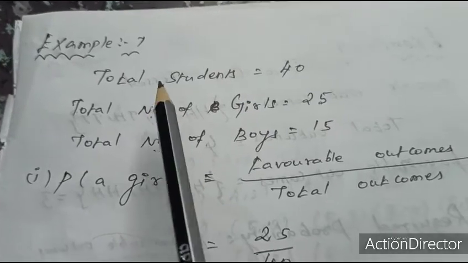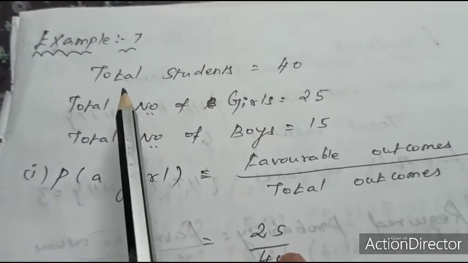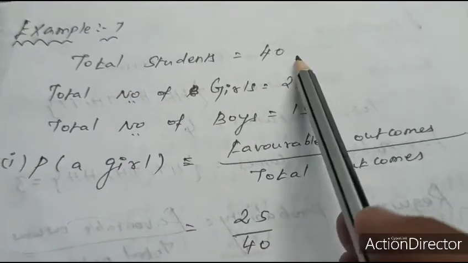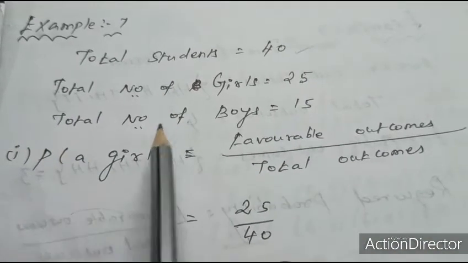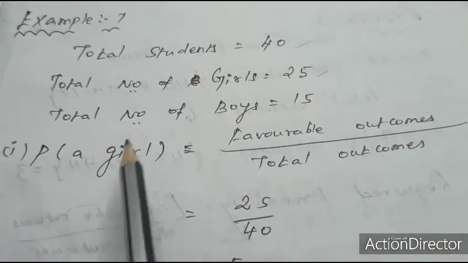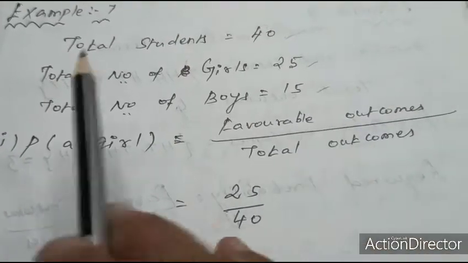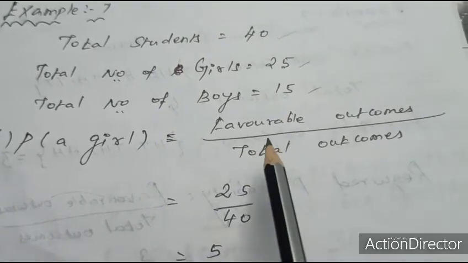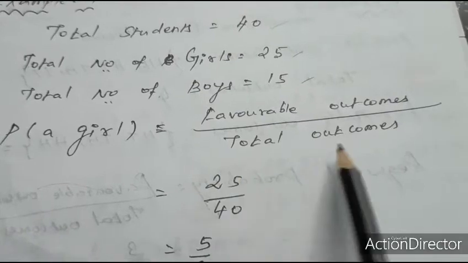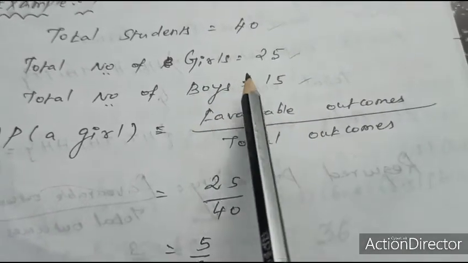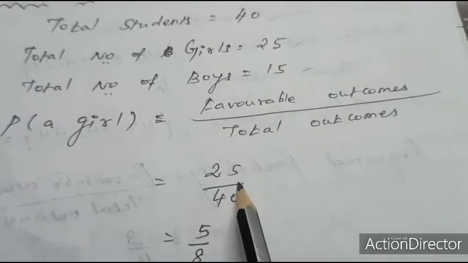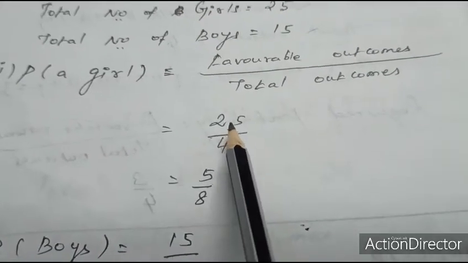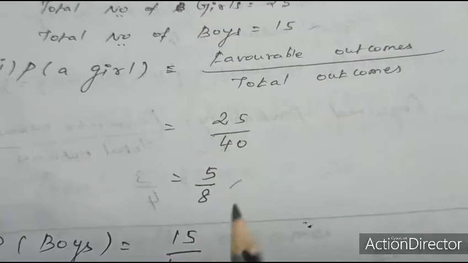Good morning students. Now let us continue the chapter Probability, Example 7. Given: the total number of students is 40, the total number of girls is 25, and the total number of boys is 15. Find the probability of girls. Using the formula, favorable outcomes by total outcomes. Therefore, the total girl students 25 by total students 40. Cancelling by 5: 5 fives are 25, 8 fives are 40.